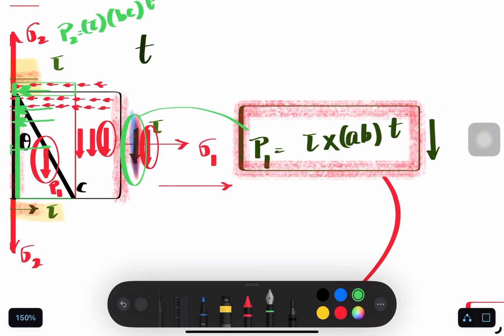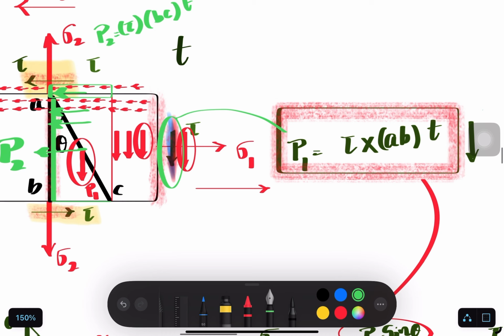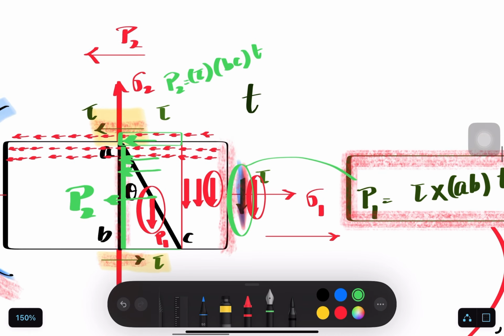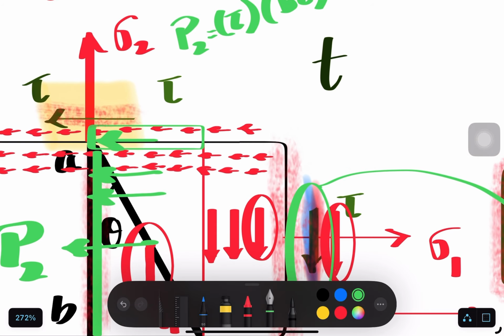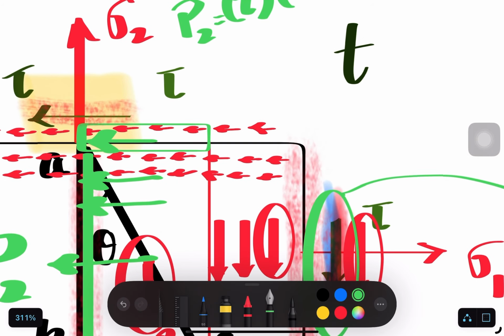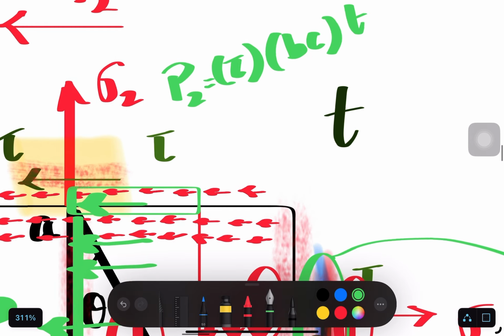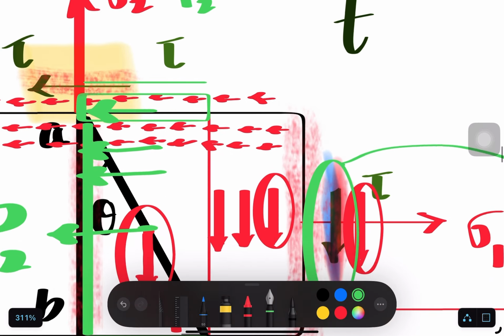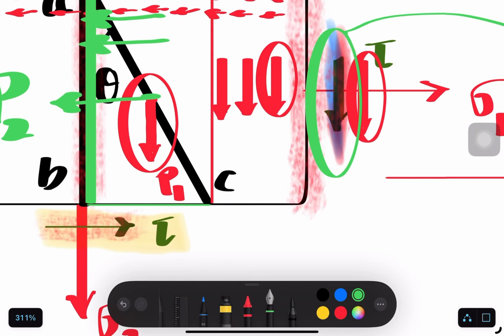In exactly the same manner, you can find the load that is acting on this green box. So how do you find that? In exactly the same manner, stress is load by area. So load P2 should be equal to stress into the area over which the stress is distributed. The stress is tau and the area is this length. What is the length I'm talking about? I'm talking about this length, and that length is the same as BC.